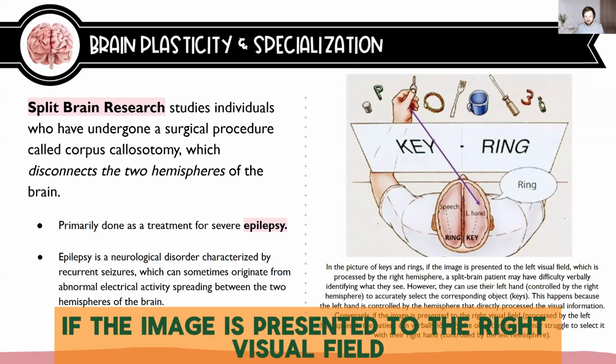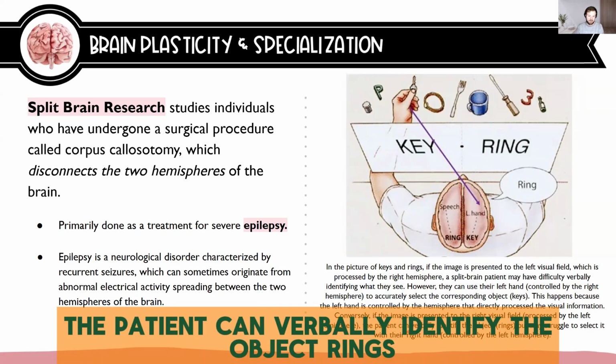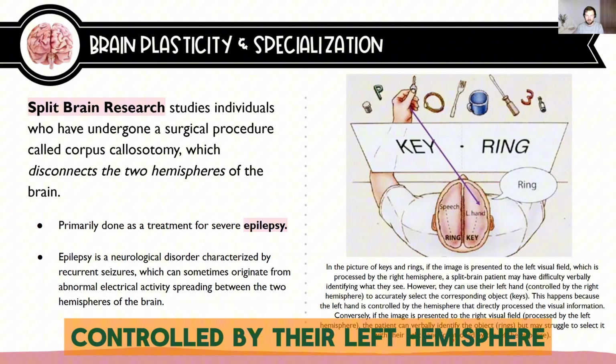Conversely, if the image is presented to the right visual field, processed by the left hemisphere, the patient can verbally identify the object, rings, but may struggle to select it with their right hand because their right hand is controlled by their left hemisphere.